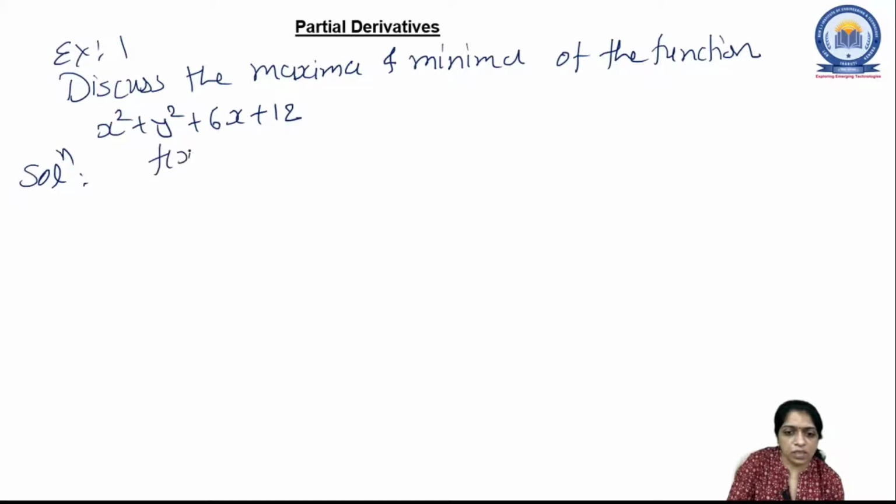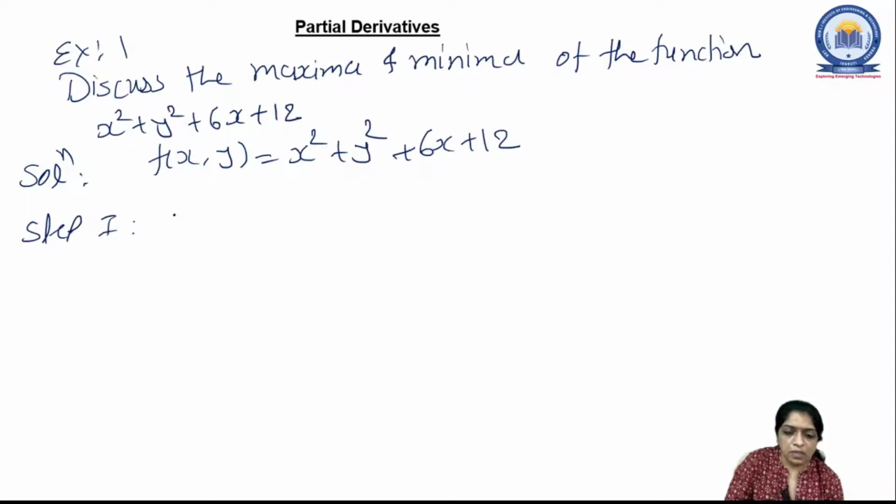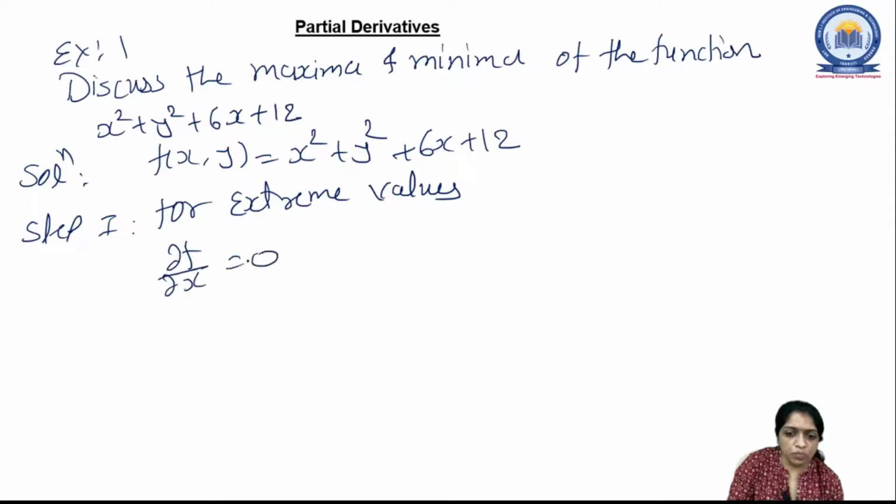As our given function f of x y is equal to x square plus y square plus 6x plus 12, and as per the rule of step 1, we have to find first del f by del x. So for the extreme values, del f by del x equal to 0. Now the derivative of f with respect to x, that is 2x plus 6 equal to 0. So if I take 2 common, I have x plus 3 equal to 0. So x is equal to minus 3.